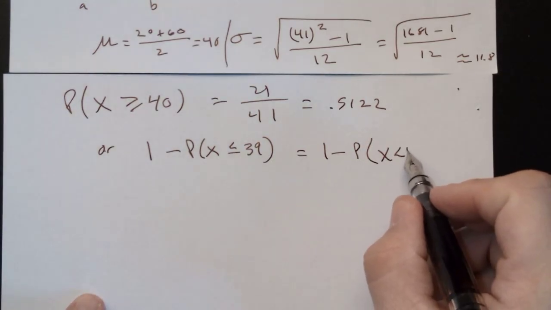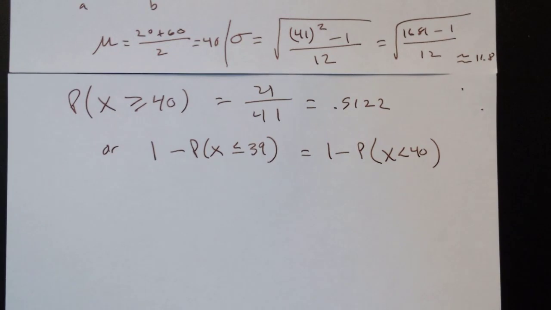I could also write this like this. Because if I'm strictly less than 40, then I'm less than or equal to 39. We are a discrete age setup. That I can use the CDF formula for out of the textbook.